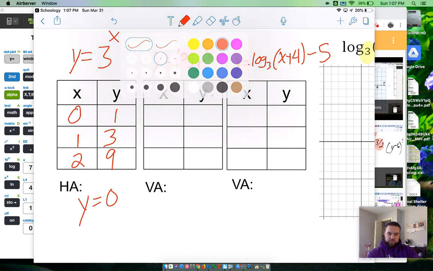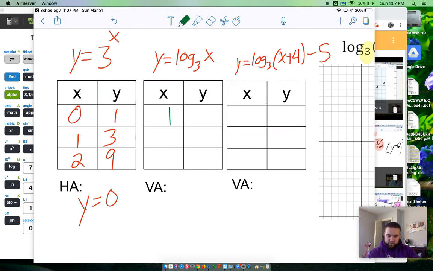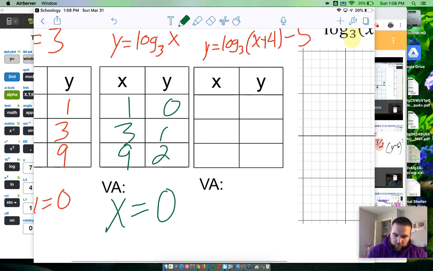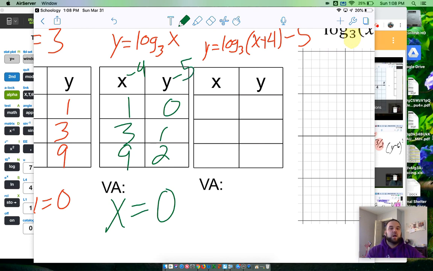Now we move to the inverse. So I'm going to reverse these coordinates around: 1, 0, 3, 1, and 9, 2. That makes my vertical asymptote become x equals 0. And then we already know, if you're going to move left 4, that means you have to subtract 4 from the x coordinates. And if you're going to move down 5, that means you have to subtract 5 from the y coordinates. What's interesting here is that, just like how the horizontal asymptote moved with exponential functions, now with log functions we need to move that vertical asymptote. And the vertical asymptote is written x equals 0.